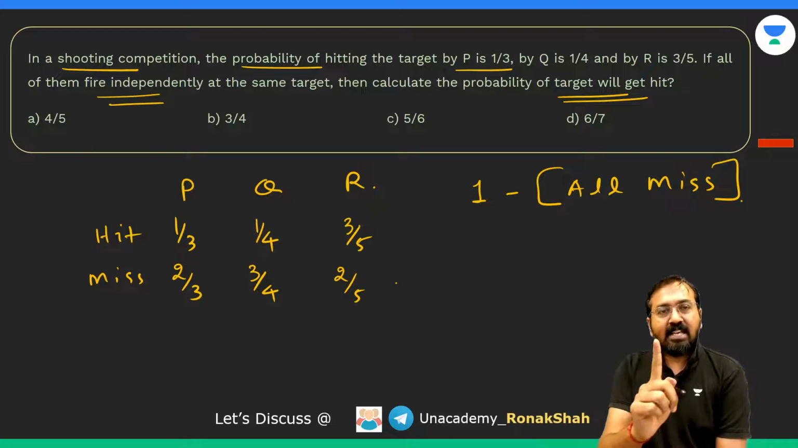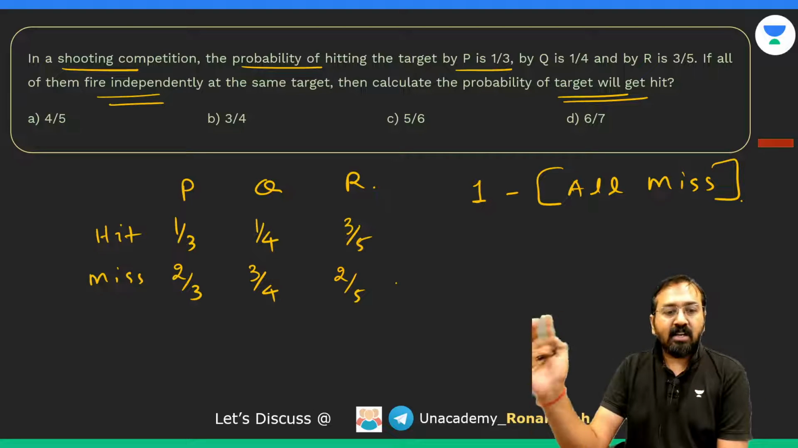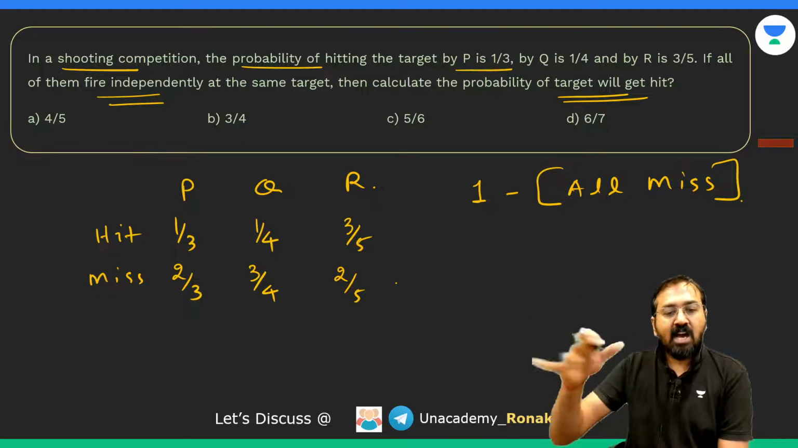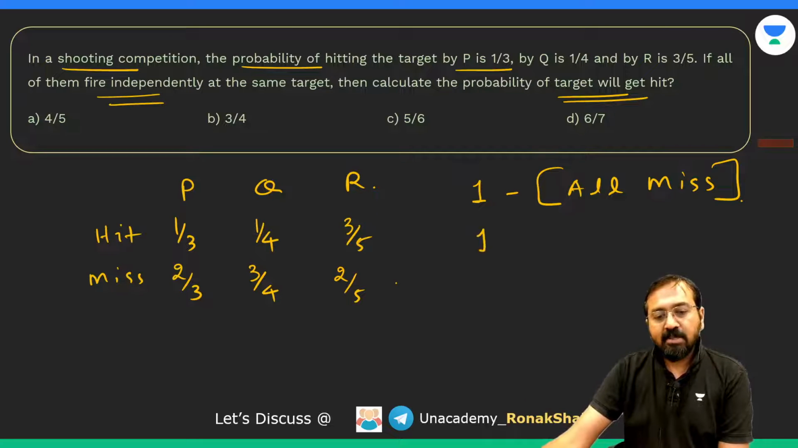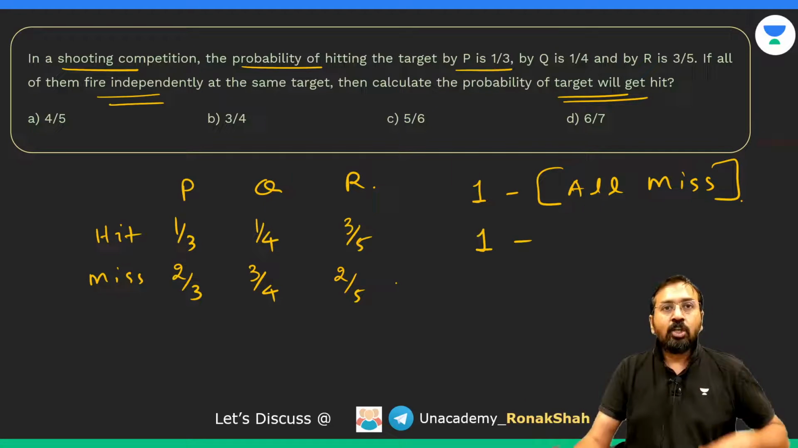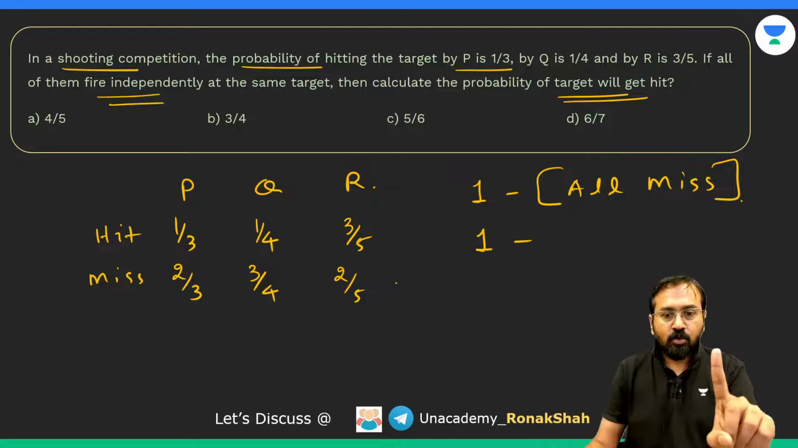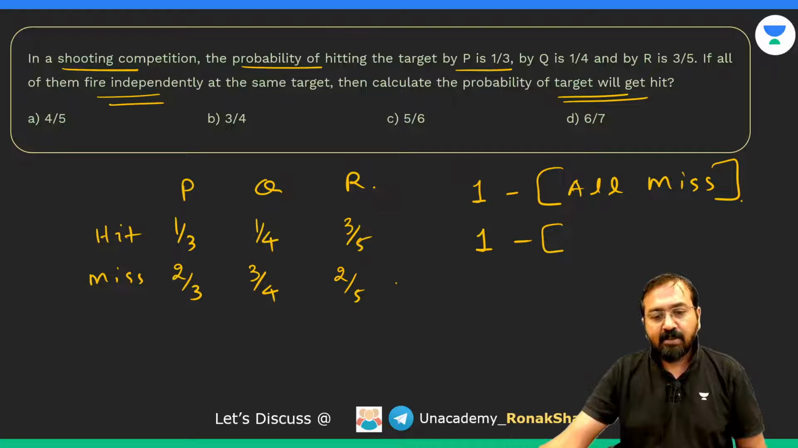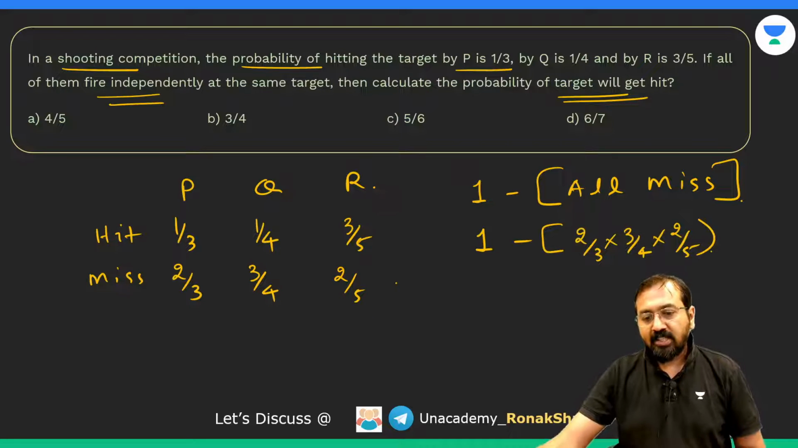See, सिर्फ एक ही केस ऐसा होगा जिसमें तीनों मिस कर रहे हैं, जब P ने भी मिस किया, Q ने भी मिस किया, R ने भी मिस किया. तो अगर उसको 1 में से सब्ट्रैक्ट कर दिया, 1 में से क्यों कर रहे हैं? क्योंकि टोटल प्रोबेबिलिटी का हमेशा 1 होता है. तो यहाँ पे क्या करेंगे? 1 माइनस 2 by 3 इंटू 3 by 4 इंटू 2 by 5, राइट? सो ये कितना आ जाएगा आपका?